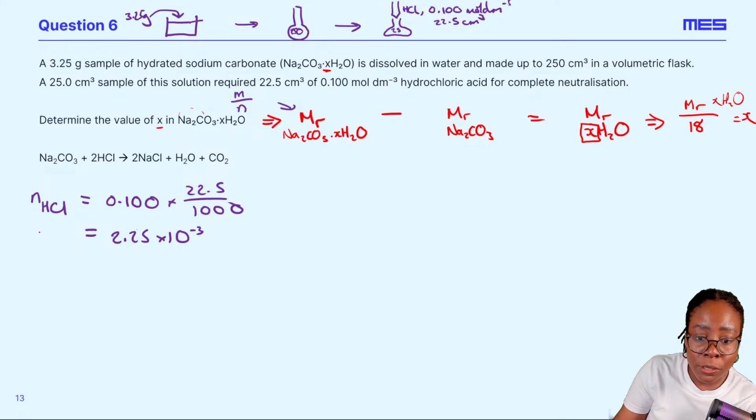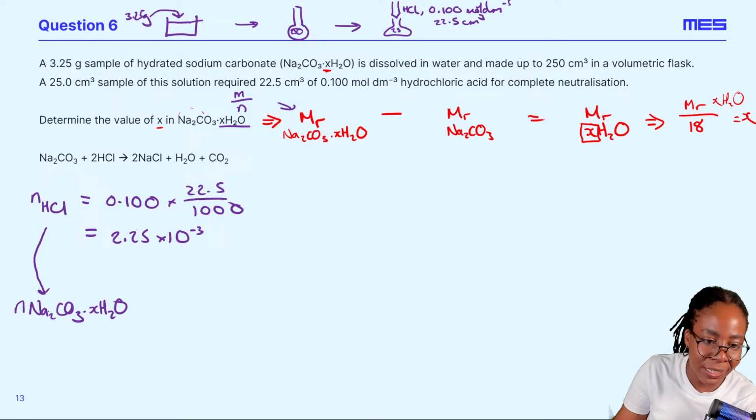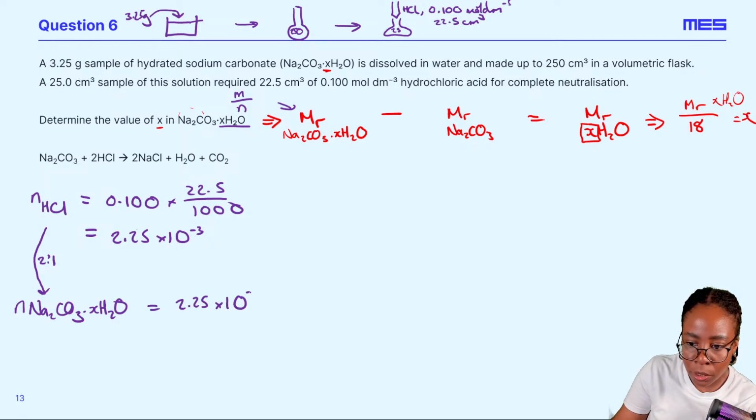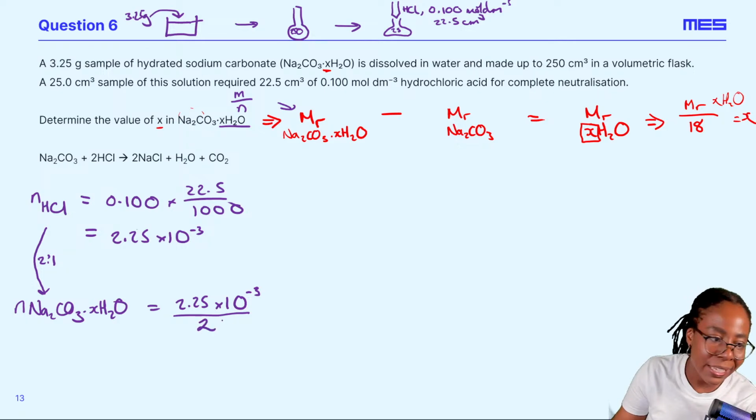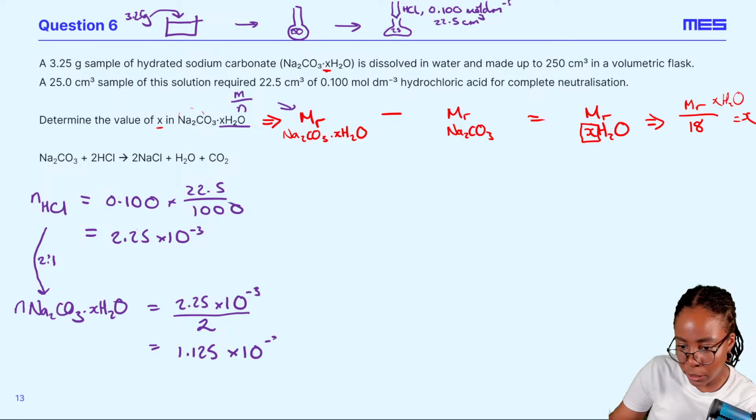Now we're going to use our molar ratios to figure out the number of moles of our sodium carbonate, which is the same as our moles of our salt, because it's the sodium carbonate bit that's reacting with the HCl. The ratio is 2 to 1. So we're going to take our moles and divide that by 2 and then times it by 1, but that's the same thing. And we get 1.125 times 10 to the minus 3.